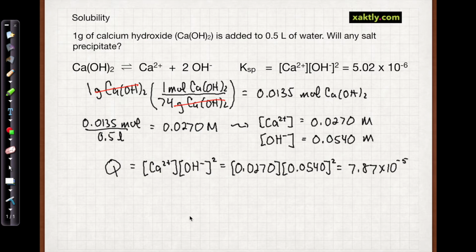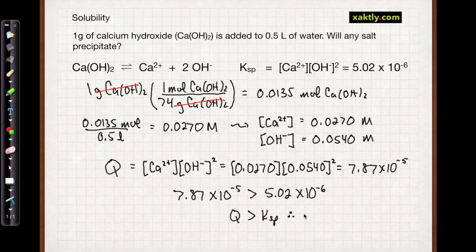So we can compare Q and KSP now, and we see that Q is greater than KSP, and that means that some of the calcium hydroxide that we put into the solution is going to precipitate. It'll be a saturated solution.